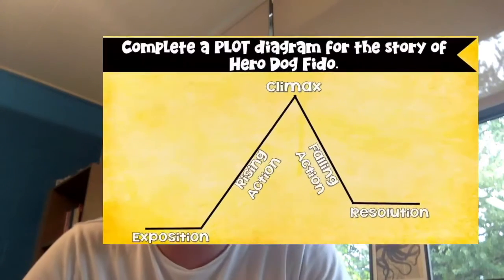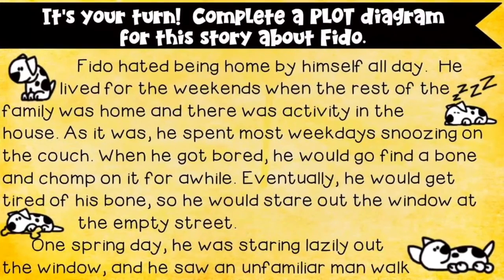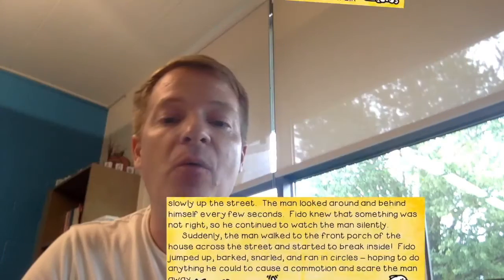So, let's look at the exposition. Remember, the exposition is when the characters are introduced. We learned about Fido. We learned that he loved the weekends because that was the time that all of his family were home. And they're just kind of bored, right? If I go back and look for the rising action, those events, we notice that he was looking for a bone to chomp on for a while to keep himself occupied because he was bored. And then he got tired of that bone, so he would start staring out the window and think about, what was the problem?